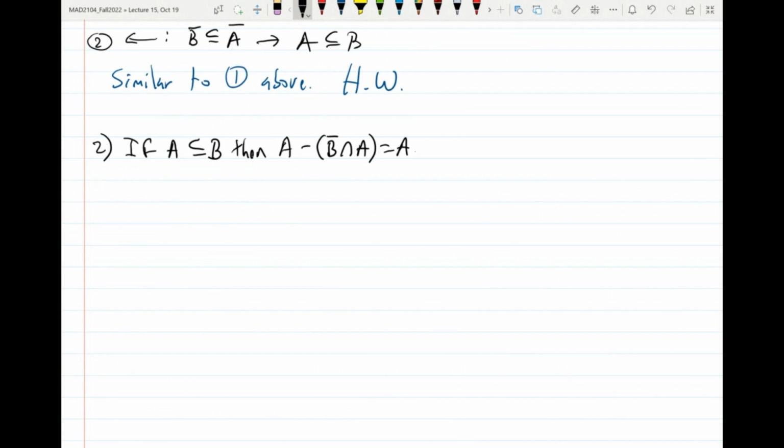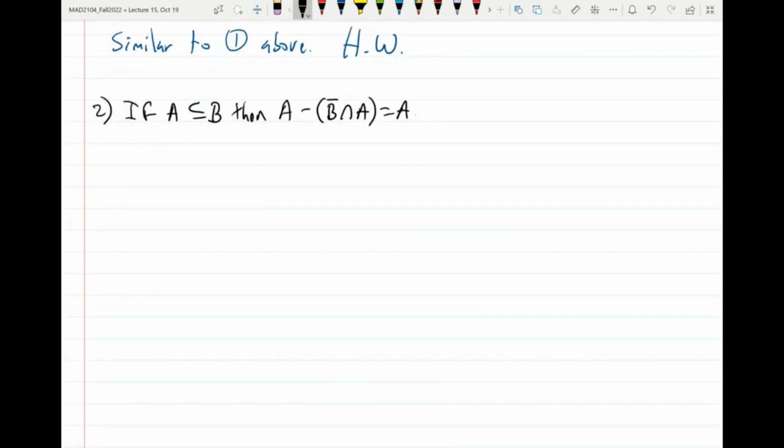Okay? Two ways to prove the equality. You can do it element-wise, like show that every element on the left is on the right, and vice versa, every element on the right is on the left. Or you could take advantage of the basic laws that we saw last time: distributive property, De Morgan's law, and all of that business. Okay? So let's do it that way. So the first thing is assume A is a subset of B. Okay? So we have this. We're going to use it at some point. We may need it.